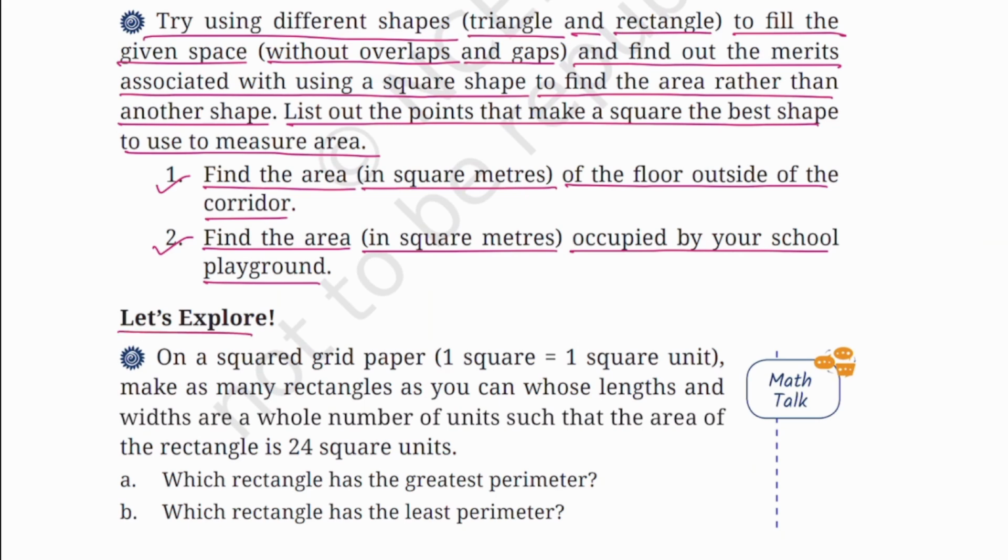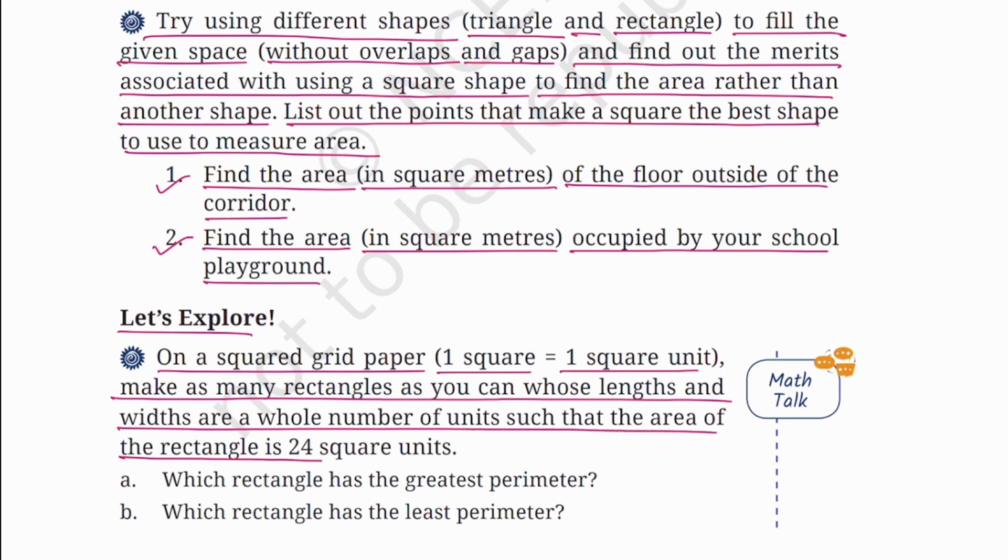Let's explore. On a squared grid paper, 1 square is equal to 1 square unit. Make as many rectangles as you can whose lengths and widths are a whole number of units such that the area of the rectangle is 24 square units. A. Which rectangle has the greater perimeter? B. Which rectangle has the least perimeter?